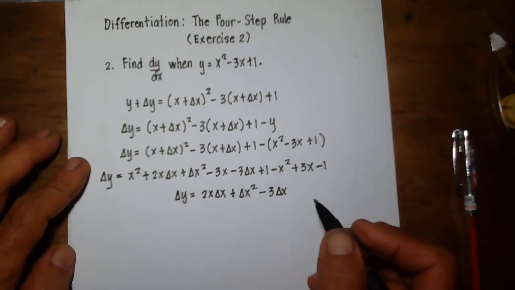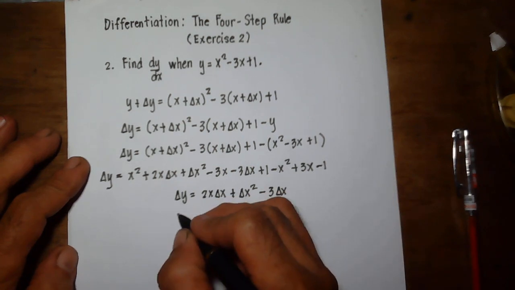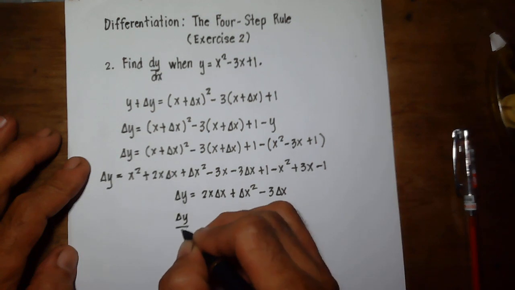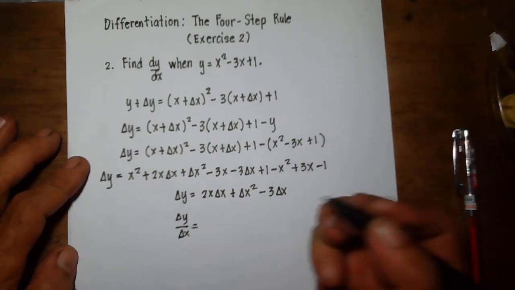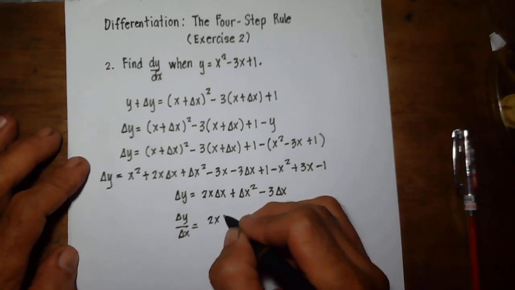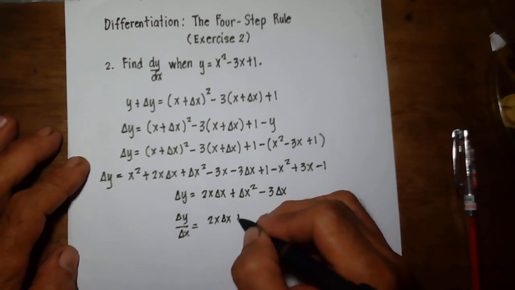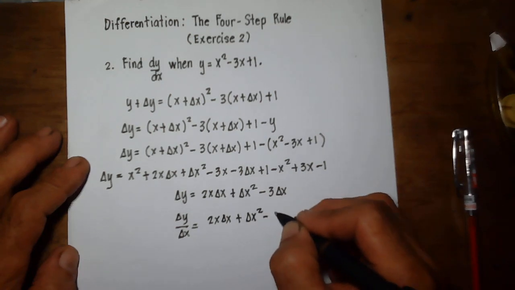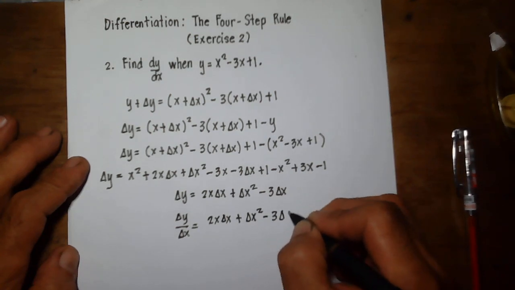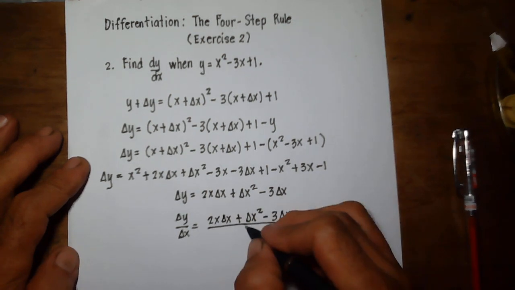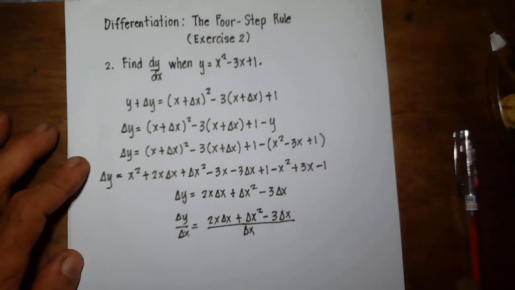Now, we divide both sides of the equation by delta x. And so we have delta y over delta x is equal to 2x delta x plus delta x squared minus 3 delta x, all over delta x.